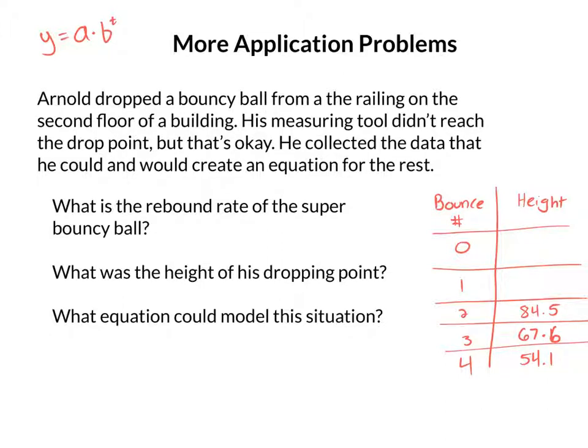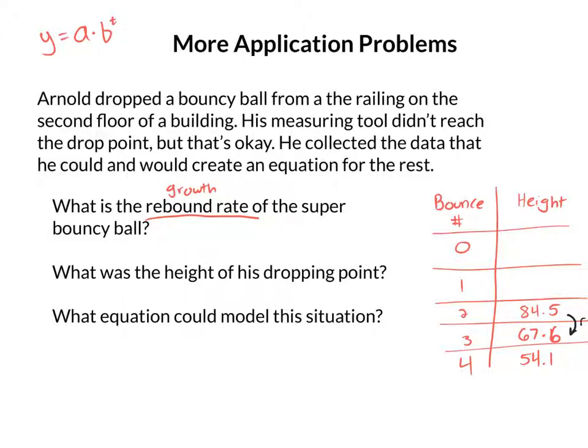So let's look. Our first question asks, what is the rebound rate? Rebound rate. I'm going to rename that. I think that means growth rate. The rebound rate or the growth rate. How can I find this? Well, because I know this is an exponential function, to go from 84.5 to 67.6, I have to multiply by my rate.